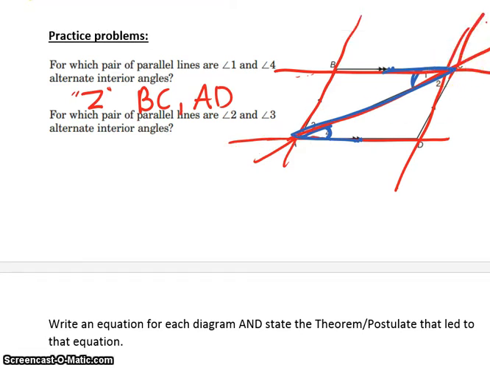Okay, now let's look at the next one. For which pair of parallel lines make 2 and 3 AIA? So now we're looking the other way. Here's angle 3, and here's angle 2. So now I need to make a Z with these two. Now this Z is going to be a little sideways, and that's okay. That's why I was telling you this is kind of like a puzzle. You might have to twist and turn your paper a bunch of different ways to be able to figure out what lines are parallel and which ones are the transversals. So to make this Z, the two lines that form the Z are these two here. Line AB and line DC.